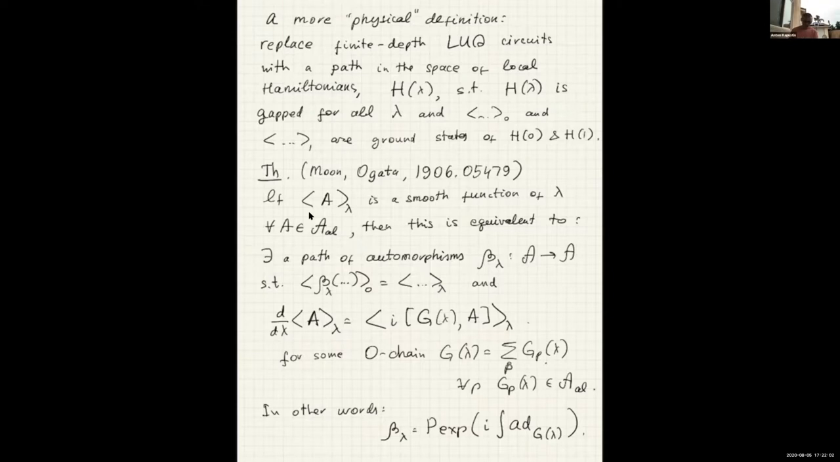It's a sum of local terms. It's a zero chain, and each term in this chain is an almost local observable. It's a very nice local Hamiltonian.